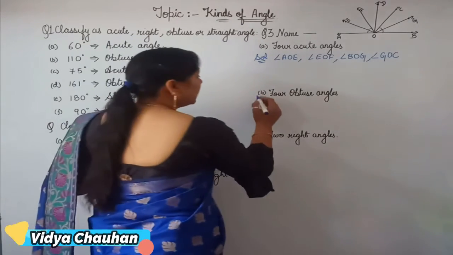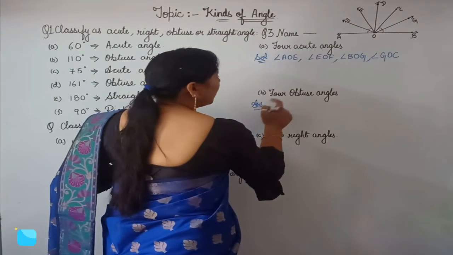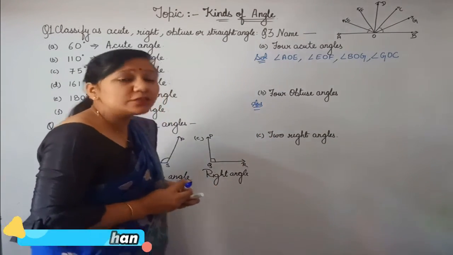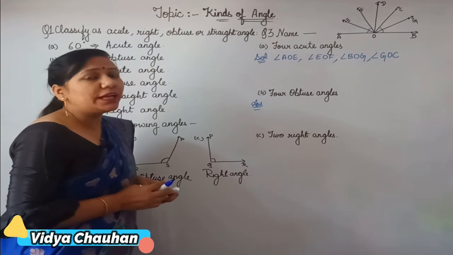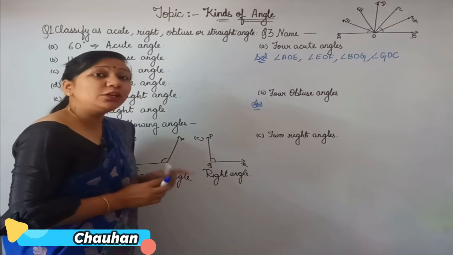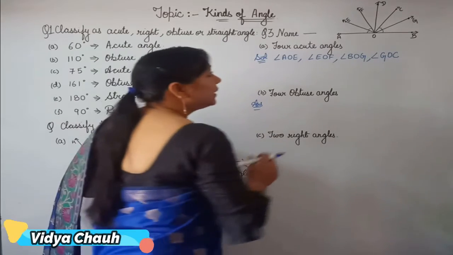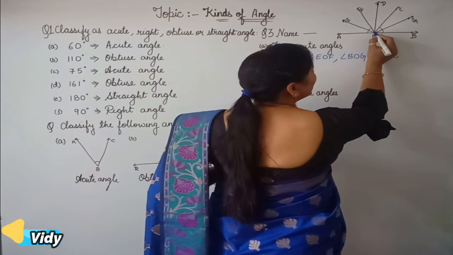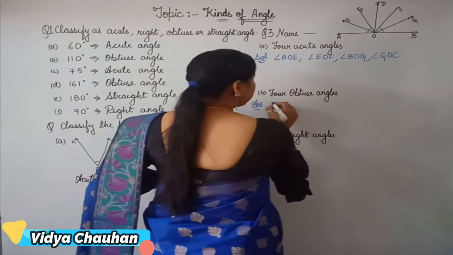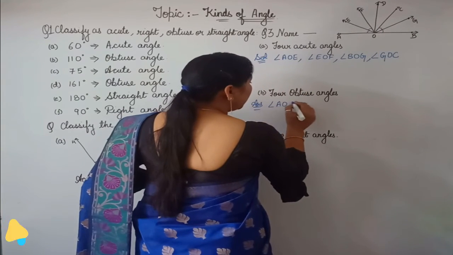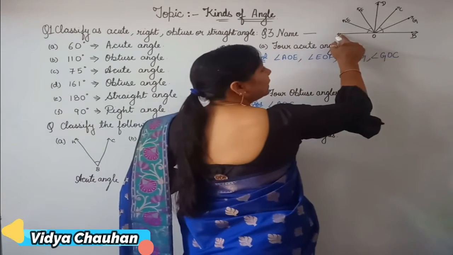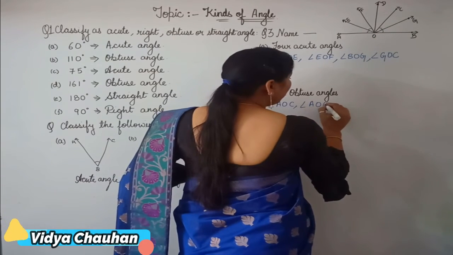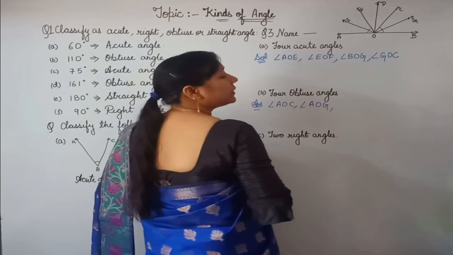Okay, students? Now coming to the second part, in which you have to write 4 obtuse angles. Obtuse angles whose measurement is more than 90 degree. That means the angle value greater than 90 degree. So if I talk about 4 obtuse angle, angle AOC. So this is our first obtuse angle, angle AOC. Then AOG, angle AOG, that is also an obtuse angle.